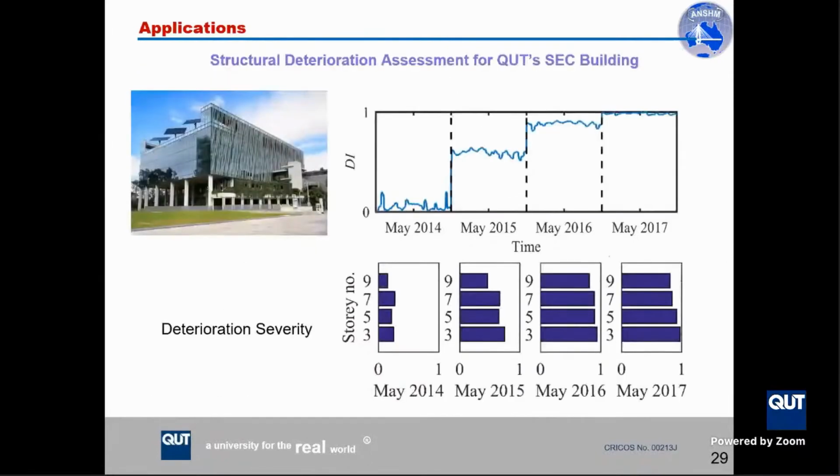We apply this approach to the B block building, which has been presented in my previous slide, using the data over 3 years from 2014 to 2017, and we can see the deterioration levels increase every year at every floor, at floors 3, 5, 7, and 9. Despite that, we haven't correlated the deterioration severity index with the actual deterioration actions occurring in the building. So we expect that by using ANN in future, we can have more meaningful results.